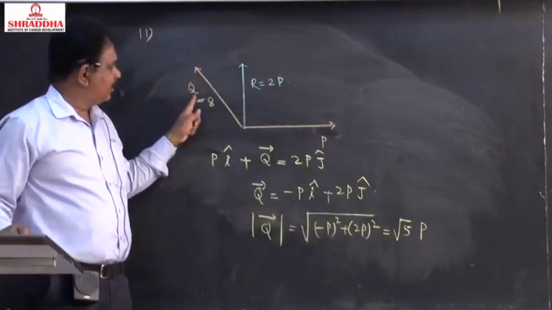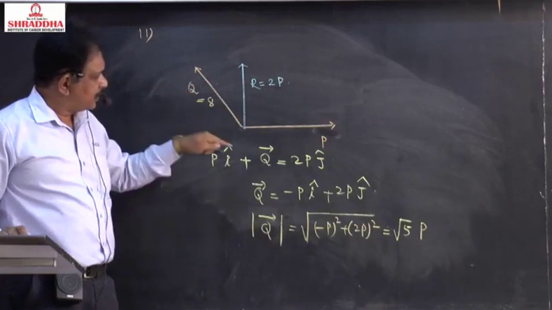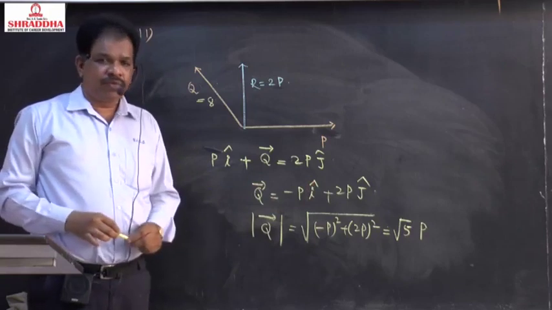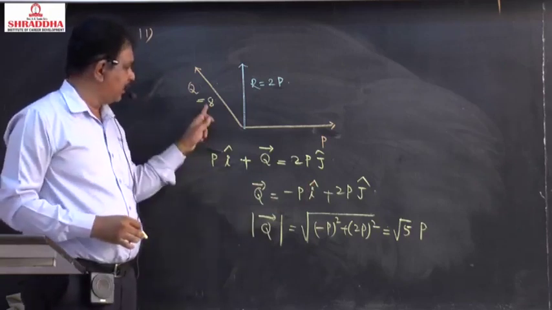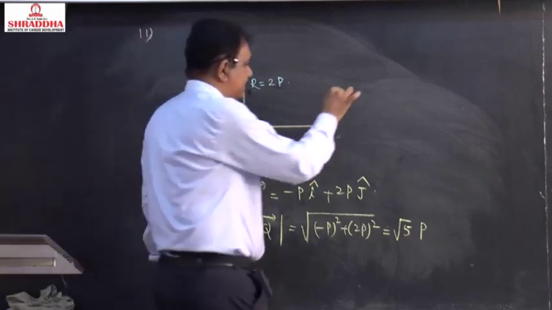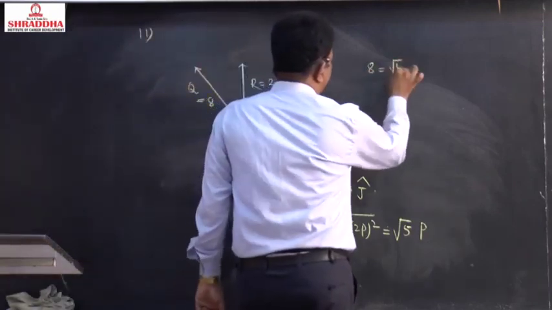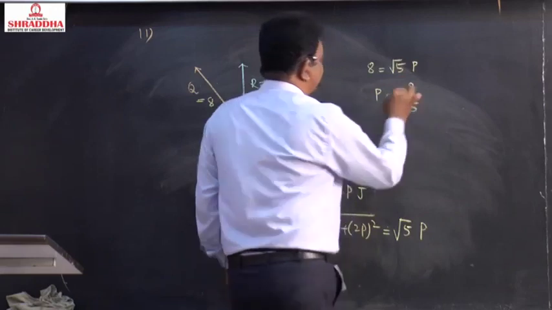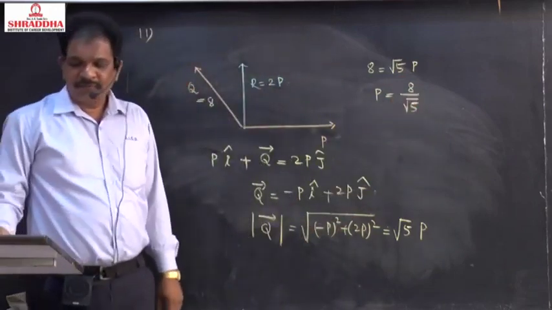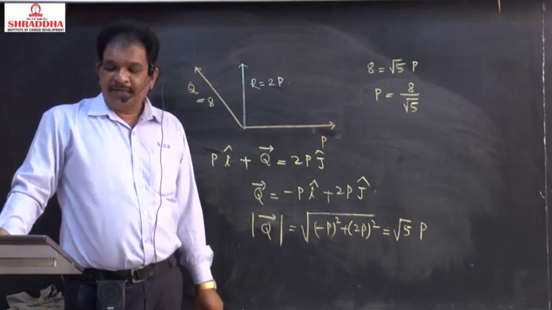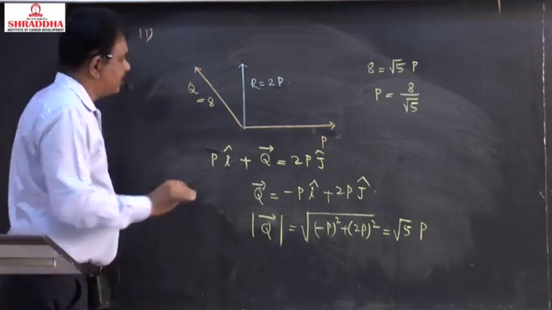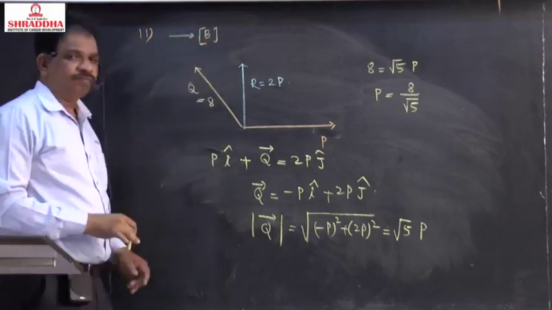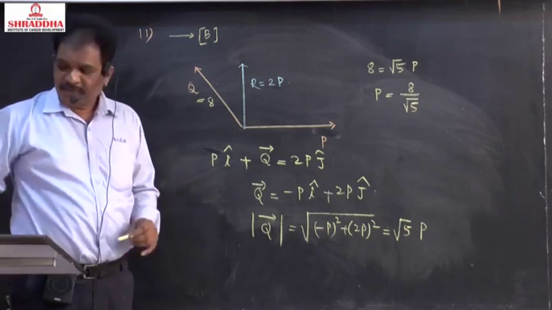Clear? The q bar value in terms of p, if we represent, will be equal to root 5 p. Q is how much? 8. So 8 is equal to root 5 p. P is equal to 8 by root 5. So what is the answer? Option B, we will get. The answer will be 8 by root 5.